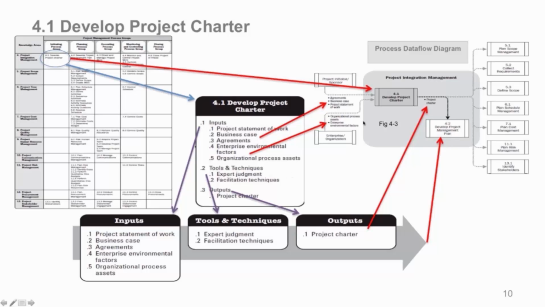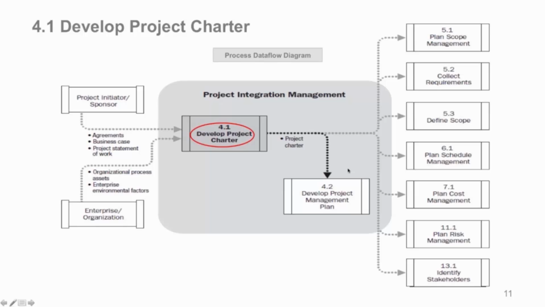And notice over here, we're going to flip to the next one that shows you just the data flow diagram. So here it is, same thing we saw. Charter goes out to help you develop the project management plan, but notice this, and remember the dark arrow means it's an output within its own knowledge area, within integration management. And the light gray arrows are external. They go to other knowledge areas.